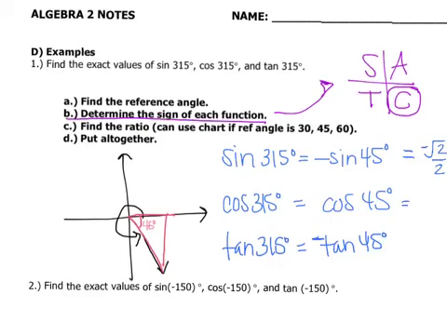Cosine of 45 degrees was radical 2 over 2. And tangent of 45 degrees is 1, but don't forget to bring over that negative.